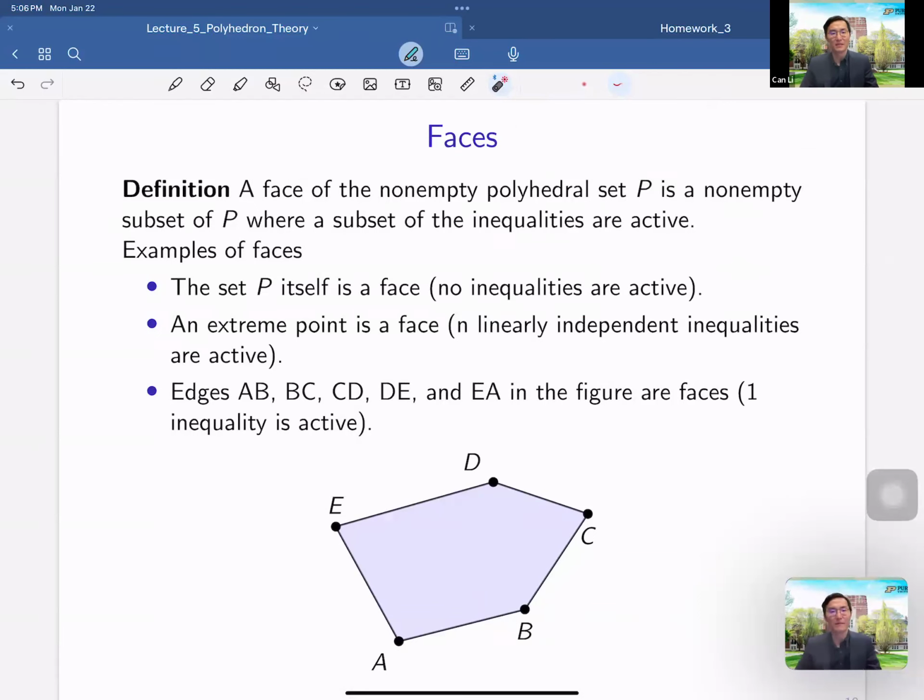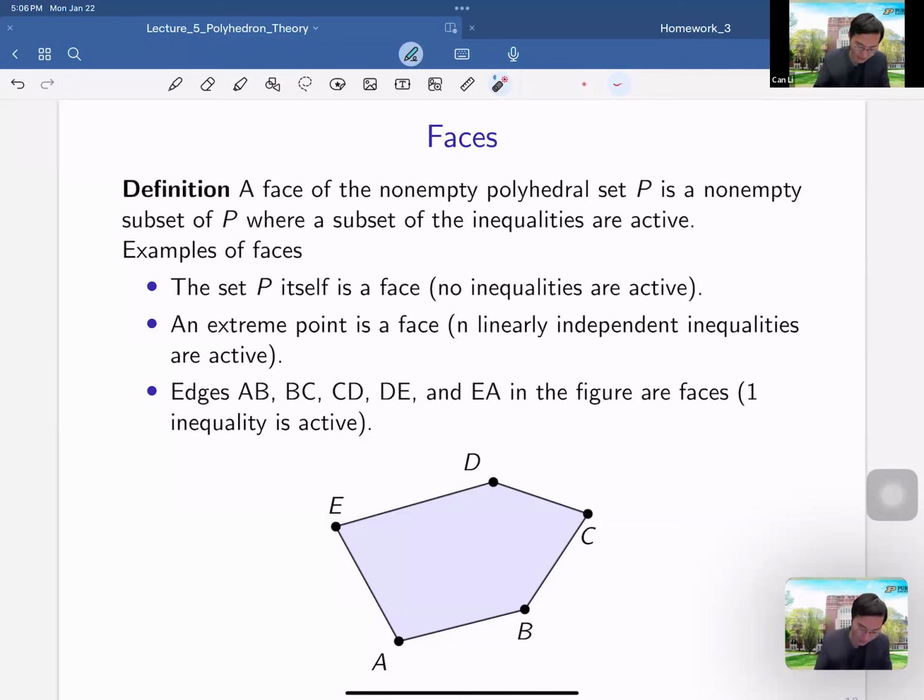All right. So let's talk about a different concept called a face. A face of a non-empty polyhedron P is a non-empty subset of P where a subset of the inequalities are active. In other words, you can pick a subset of the inequalities and force them to hold as equalities. Then that is called a face.